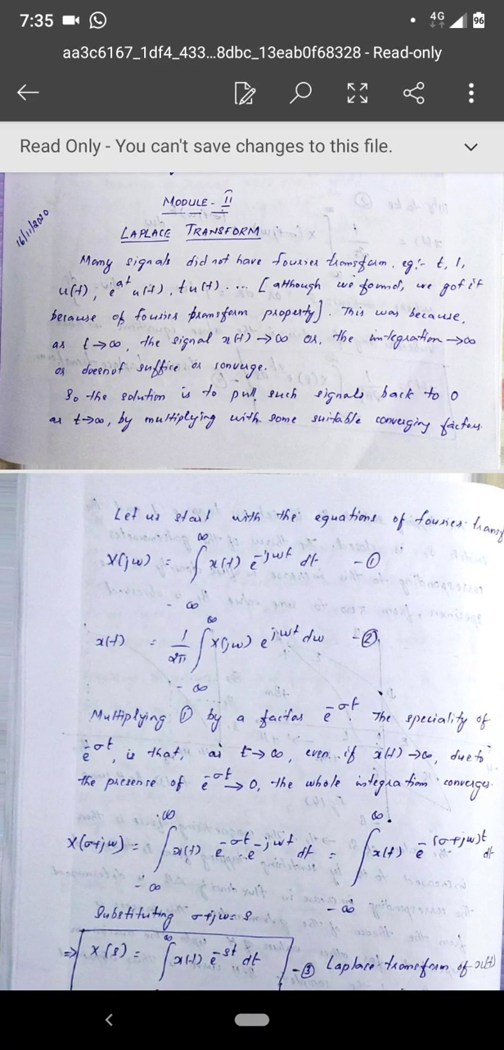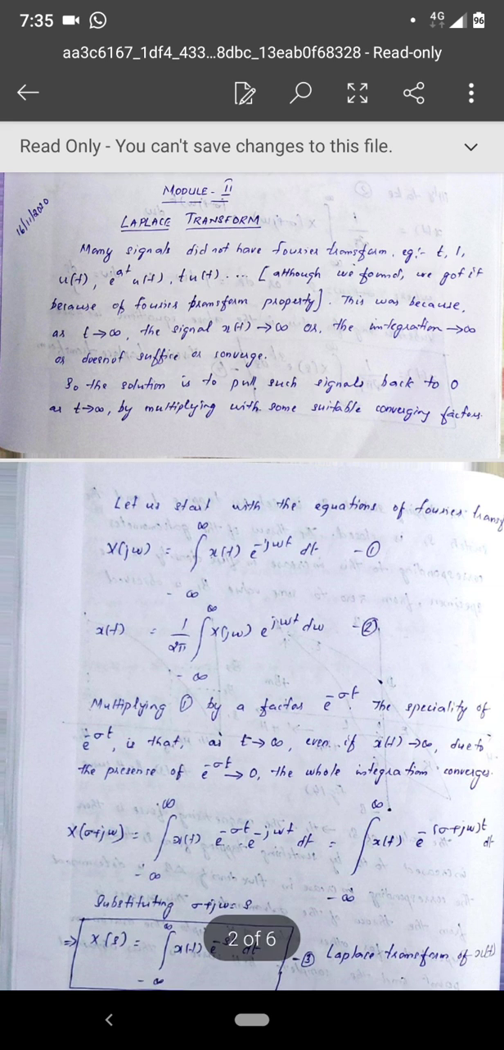So welcome to the session of Laplace Transform. This session is actually in the second module. Although we have finished the third module regarding Fourier transforms and Fourier series, this is a continuation of Fourier transform.